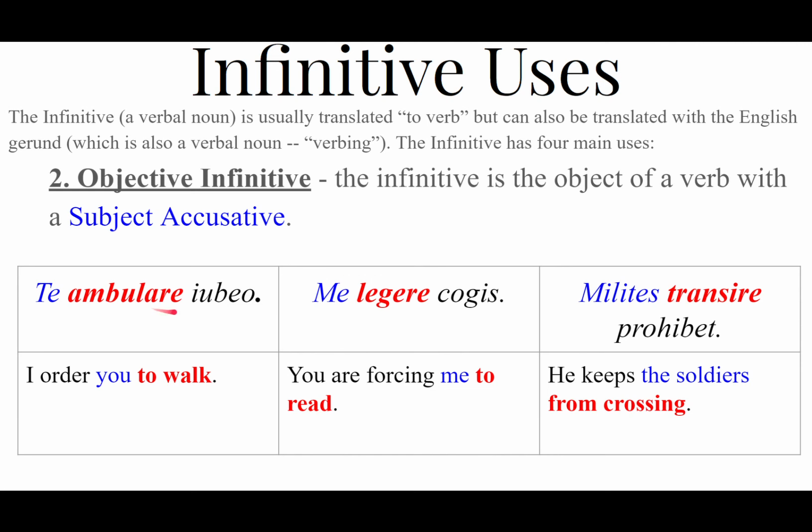Now, the subject of the main verb would be the nominative, but we don't have a nominative here. We don't need to say ego. Iubeo, I order te, you, subject accusative, to do the objective infinitive. This infinitive is not the subject of this verb, but it is the object of it, and must be paired with a subject accusative in blue. I order you to walk.